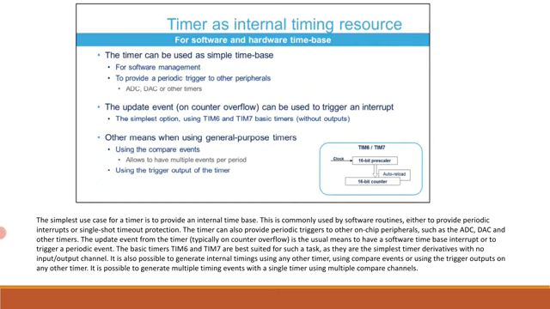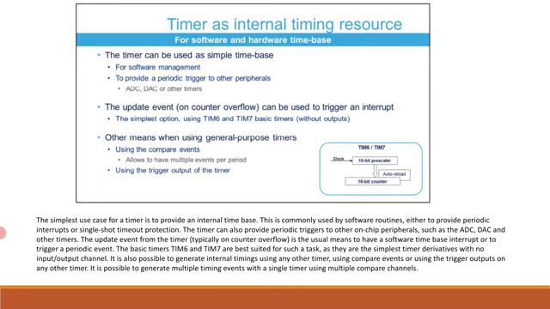The basic timers TIM6 and TIM7 are best suited for such a task, as they are the simplest timer derivatives with no I/O channel. It is also possible to generate internal timings using any other timer using compare events or using the trigger outputs on any other timer. It is possible to generate multiple timing events with a single timer using multiple compare channels. So this is an advantage, isn't it?